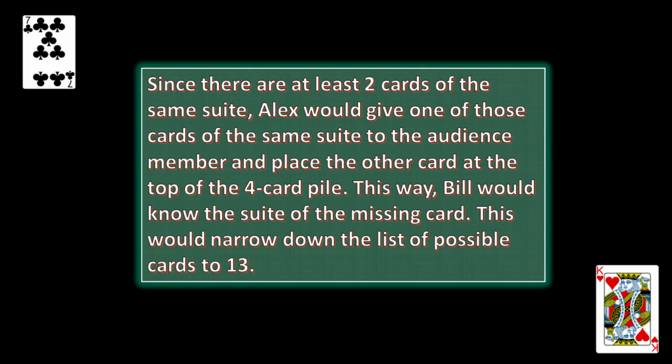Alright, here is how the trick can be performed. Since there are at least 2 cards of the same suite, Alex would give one of those cards of the same suite to the audience member and place the other card at the top of the 4-card pile. This way Bill would know the suite of the missing card. This would narrow down the list of possible cards to 13.